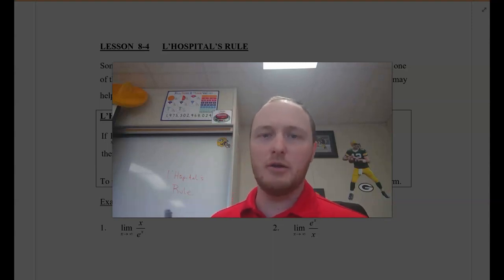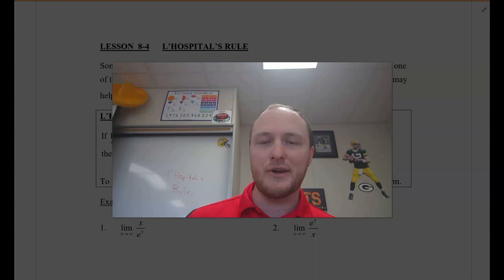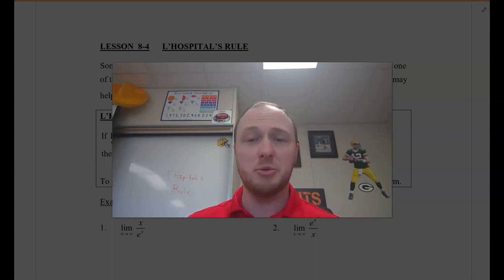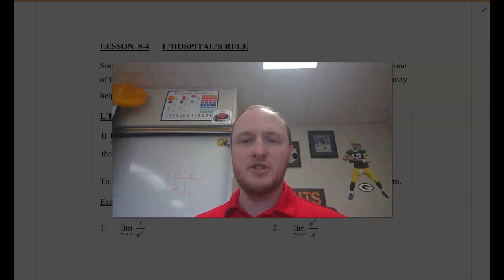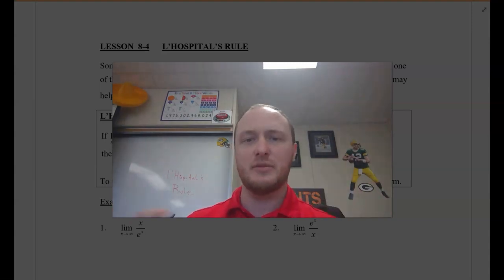We are talking L'Hopital's rule. We're going to go ahead and look at some limits, a blast from the past, and what we're going to find is that when we do algebraic substitution, we're going to reach an indeterminate form, either 0 over 0, or positive or minus infinity over positive or minus infinity.